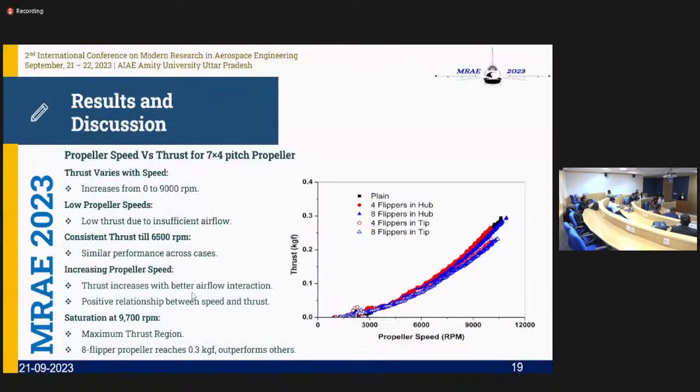Followed by the propeller speed versus thrust for the 7x4 pitch propeller. The thrust varies with the speed from 0 to 9,000 rpm. At low propeller speed, there is low thrust due to insufficient airflow, and similar performance across cases. Thrust increased with better airflow interaction, a positive relationship between speed and thrust. The maximum thrust region was obtained, and the 8 flipper propeller reaches 0.3 kgf, outperforming the others.